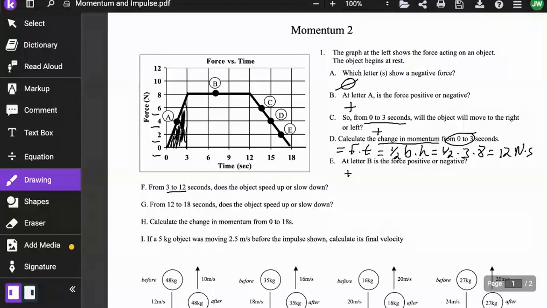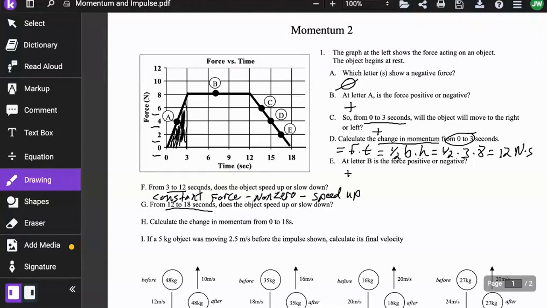From 3 to 12 seconds, does the object speed up or slow down? Well, since the object began at rest and is moving to the right with the initial positive force, all the forces are either positive or 0, so from 0 to 3, we're applying a constant, positive non-zero force, so it would continue to speed up. It'll speed up anytime it has a non-zero net force. Or it'll at least change the velocity with any non-zero net force.